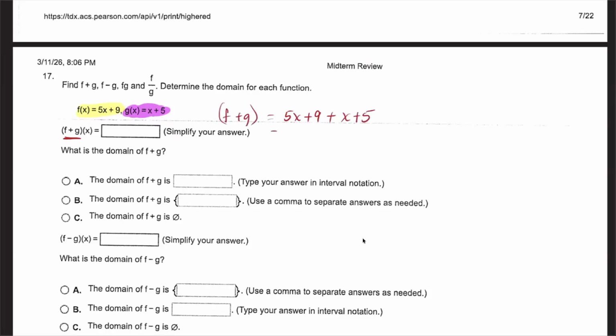And then we simplify, combine like terms. So that's going to be 5x plus x is 6x. 9 plus 5 is 14. So that's what f plus g is, 6x plus 14.